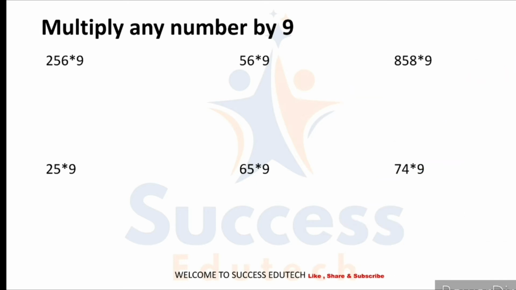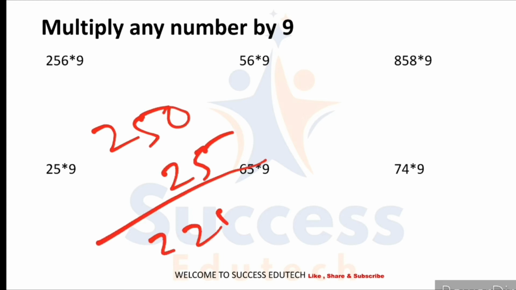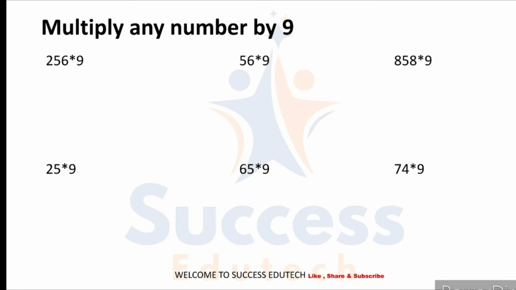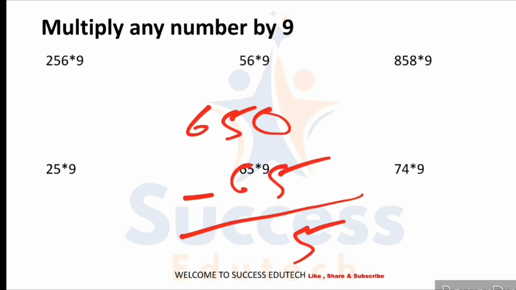Now try this one. This one is simple, that is put 1 0 after 25 and subtract 25. We get 225. Here is also 65, put 0, subtract 65, we get 5. 5 में से 15 में से 7 गए, बचे 8, again 5. 585 is your answer of this 65 multiplied by 9.